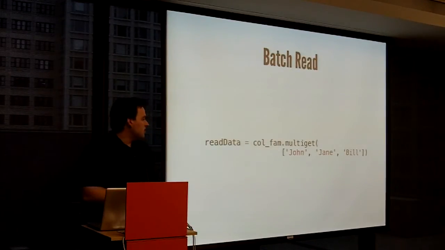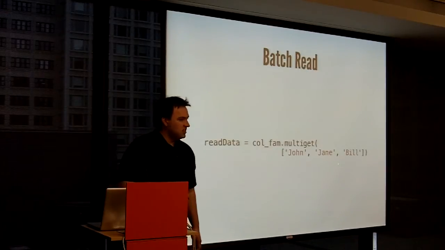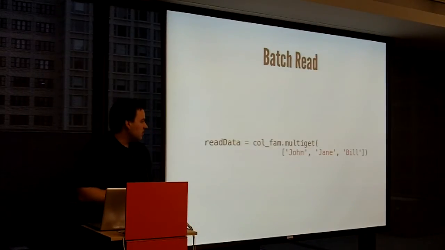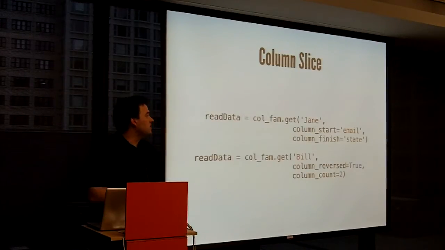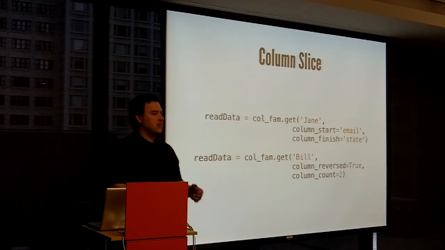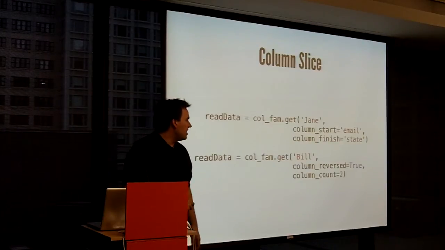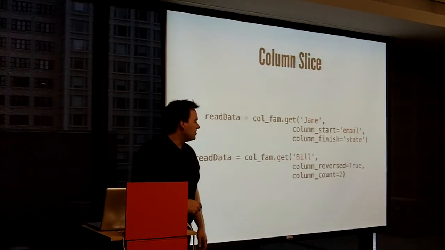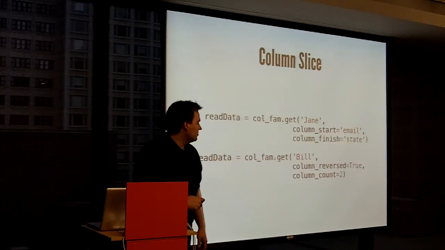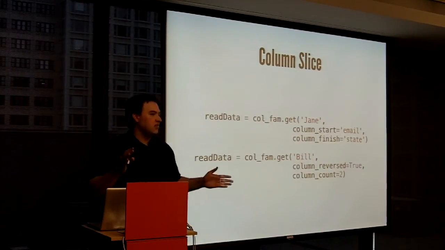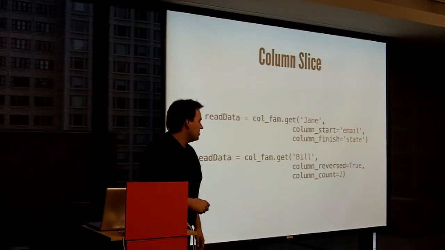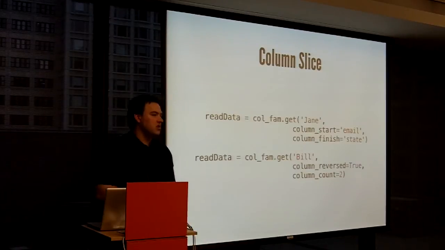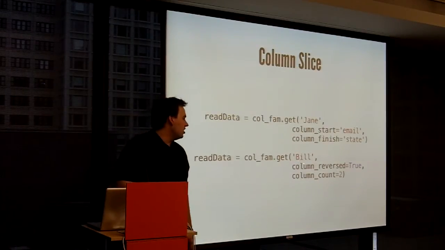And then batch reading, you use multi-get, and you give it a list of keys, optional list of column names, also pretty simple. And so I'm talking about the column slicing. This is where you can use the fact that columns are typed to get data between two things. From Jane you can get all columns starting at email and finishing at state, and it'll give you everything that's sorted in between that. Or you can also specify counts, and you can ask for things to be reversed. So this will give you the last two columns from Bill's row.